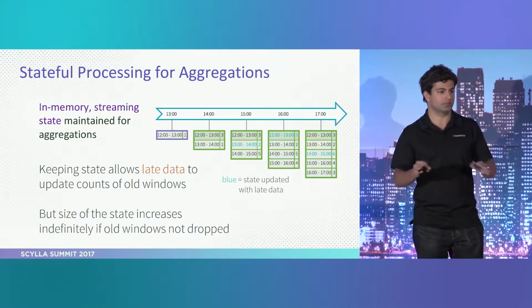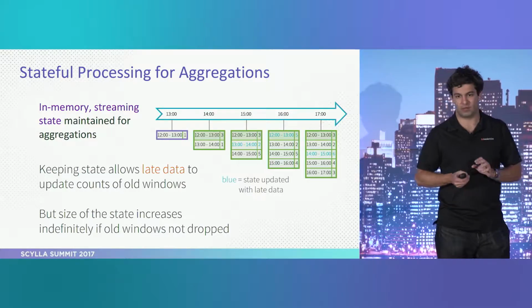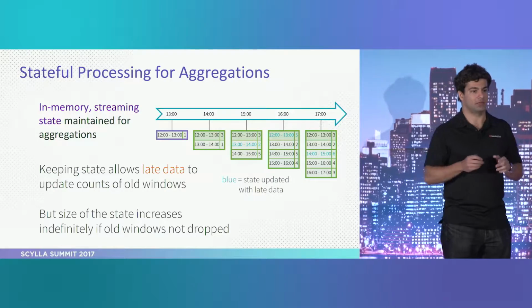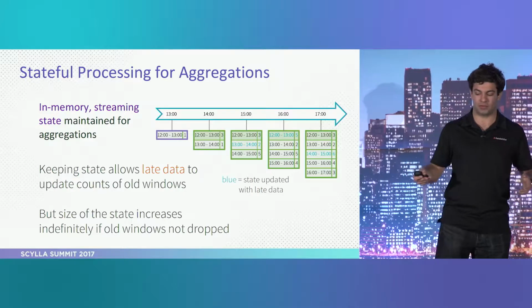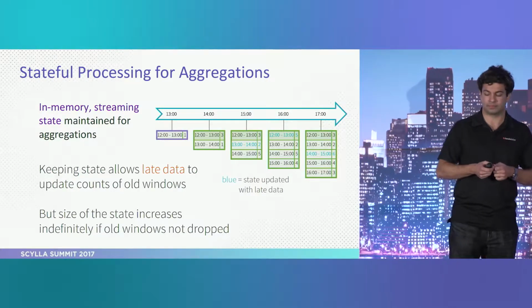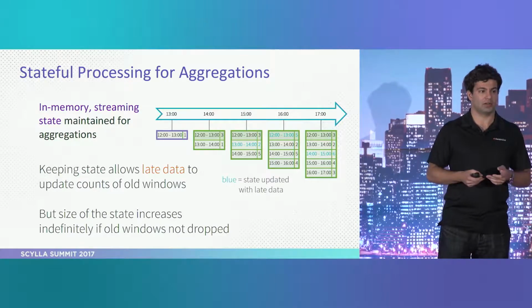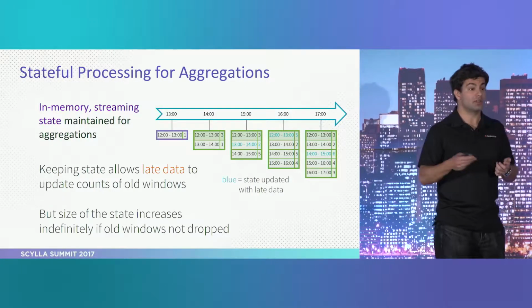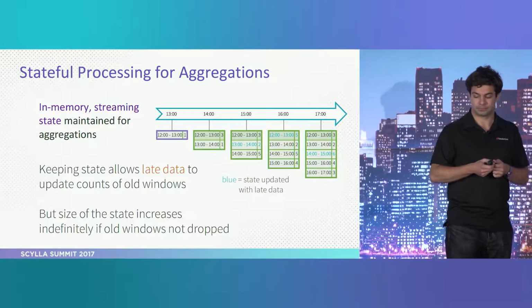So let me talk about stateful processing for aggregations. Basically, by default, Spark supports an in-memory streaming state maintained for aggregations. This in-memory state allows late data to come in and update the count of old windows. But the thing you have to be careful about is that you want to be able to get rid of this state, unless your state will grow unboundedly.